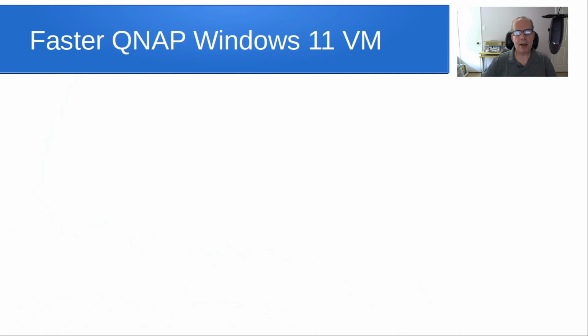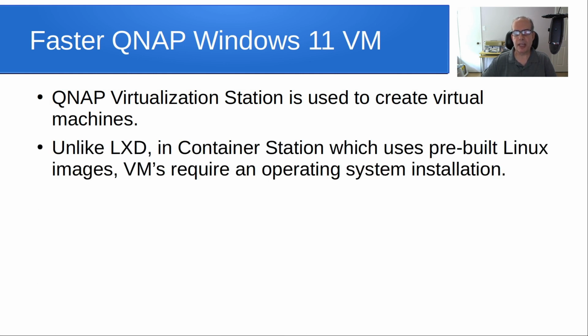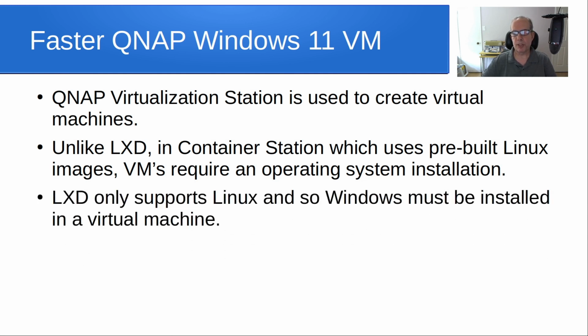I want to talk about how to create a faster QNAP Windows 11 virtual machine. QNAP Virtualization Station is used to create virtual machines. Unlike LXD and Container Station on QNAP, which uses pre-built Linux images, VMs require you to go through a normal operating system installation process. LXD only supports Linux, and so Windows must be installed inside of a virtual machine.